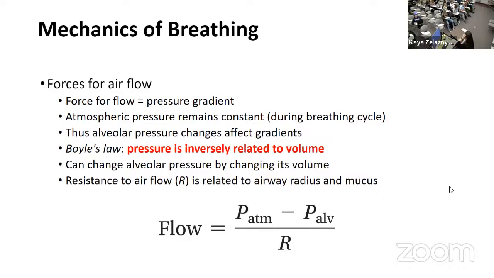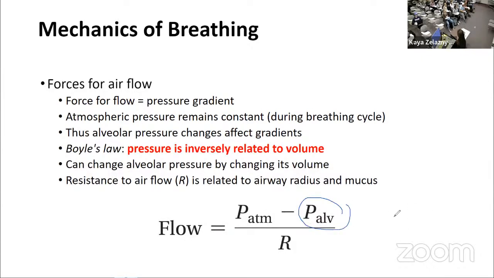Okay. But we can just kind of intuitively also understand that difference in pressure. Is it a big difference? Is it a little difference? Okay. So we're going to need to change that alveolar pressure in order to change this delta P, this pressure difference. Okay. Now, I've been conceptually explaining a couple of times this idea of pressure being related to volume.